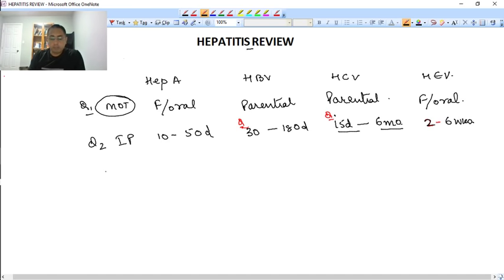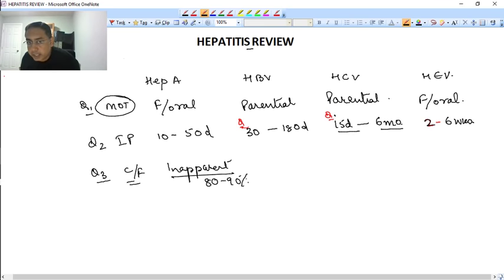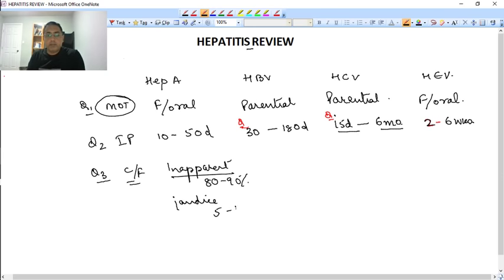If we talk about the clinical features, in hepatitis A we are predominantly seeing inapparent infections. Roughly 80 to 90% of all cases of hepatitis A are inapparent, and the icteric phase, that is the jaundice, would be in only 5 to 10%. In hepatitis B, there is an insidious onset with chronicity, and clinical features are shown in roughly 10% of the cases.